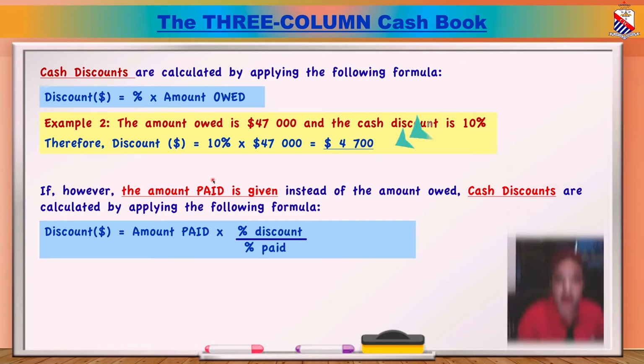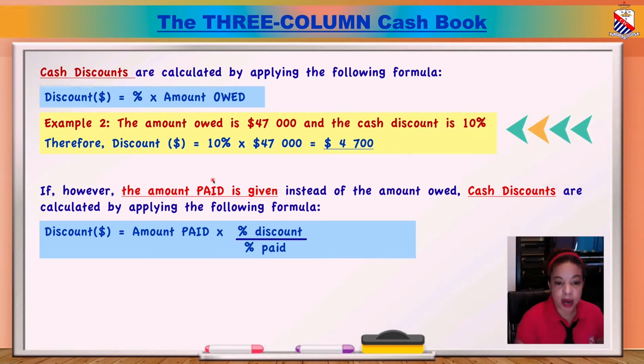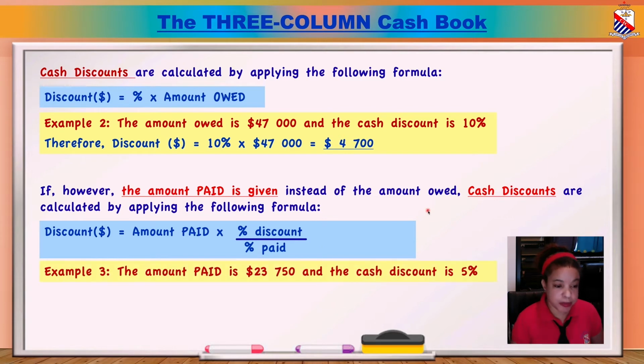So in this example, if it was the amount paid that was given, it will be 10, which is the percentage discount. So 10 over, what is the percentage paid? If you got a discount of 10%, that means what was paid would be 90%. So it will end up being 10 over 90. So let's see that in an example.